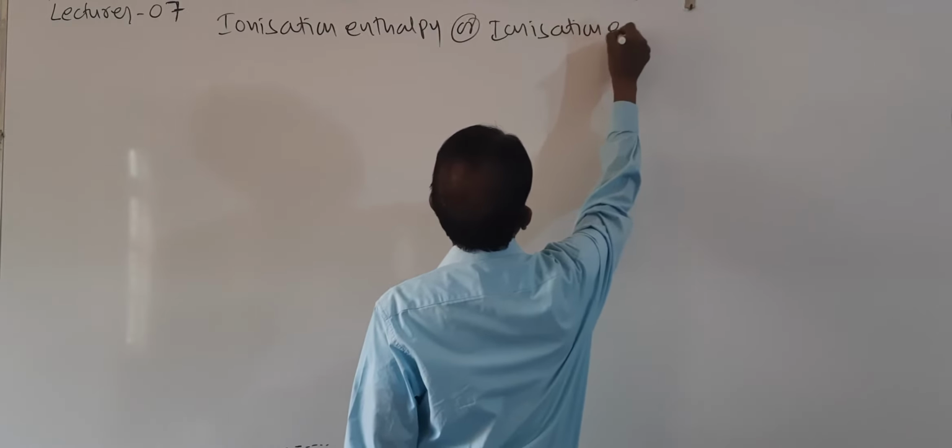Ionization enthalpy is expressed in terms of kilojoules per mole, and it is always positive. It is indicated by delta IH, and it is always positive because the amount of energy required to remove an electron is positive; if energy is released, it is negative, but here it is required. Let us see the definition.